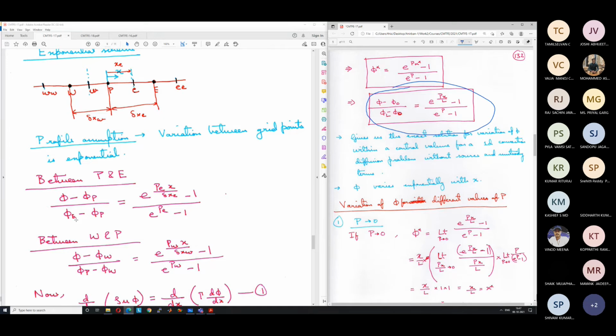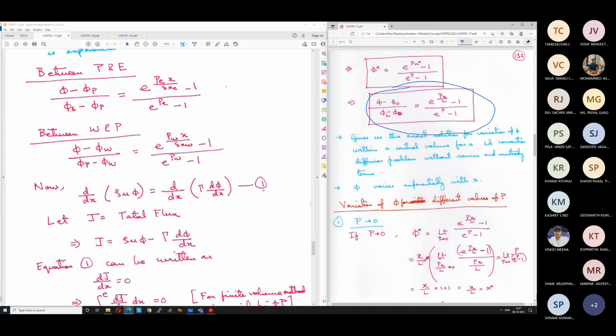And so this is our equation, right? The 1D convection diffusion equation. d dx of rho u phi is equal to d dx of gamma d phi dx. Let us call this as 1. Okay. And let us define a total flux. Total flux means combination of advective flux and diffusive flux. Okay. As rho u phi, which is the advective flux, minus gamma d phi dx, which is the diffusive flux.